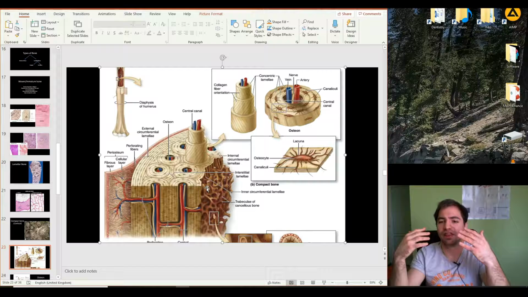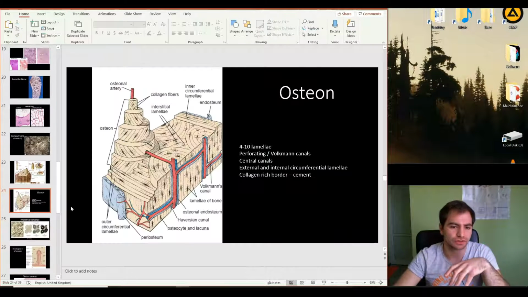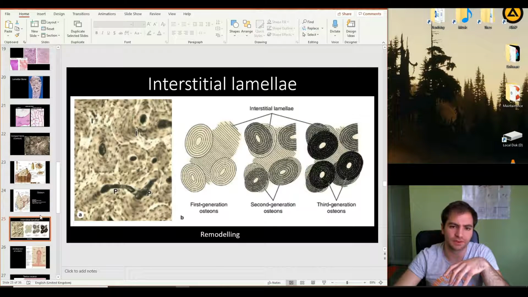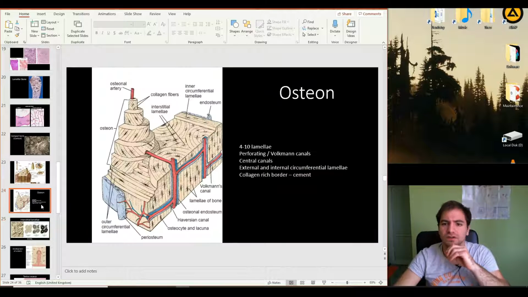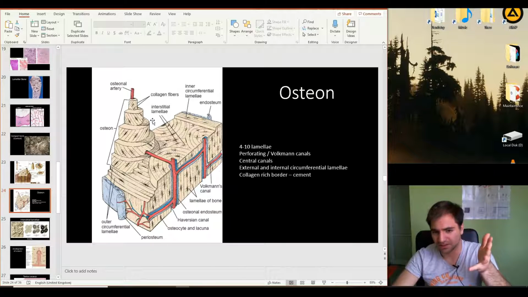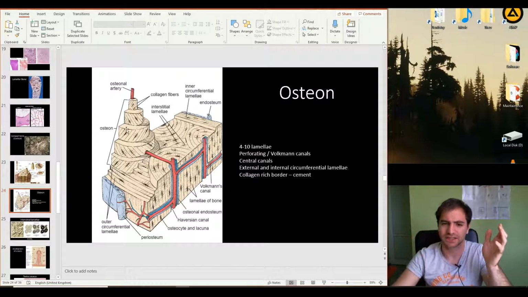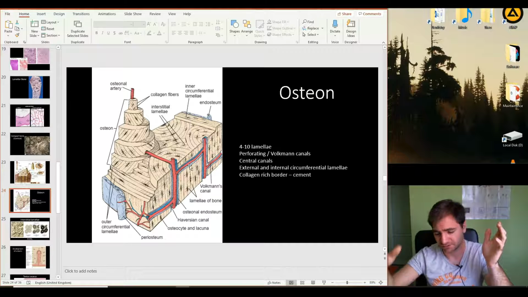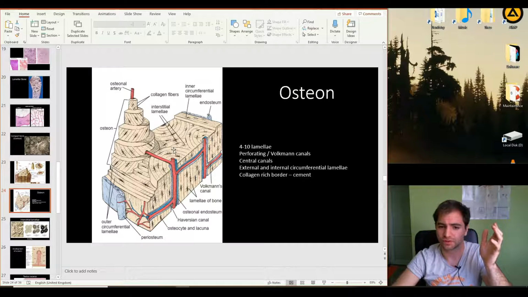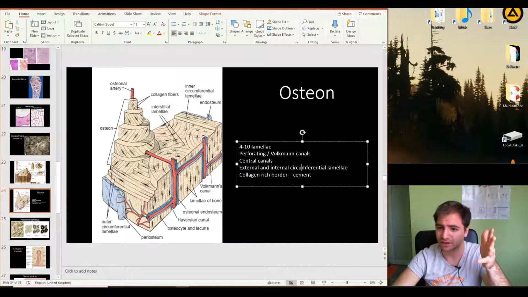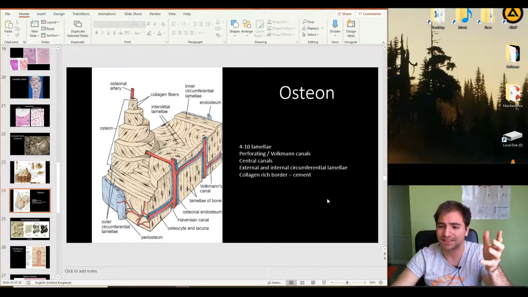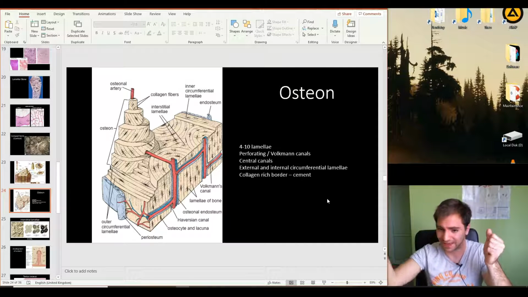So the original, there is a picture here, where is it? There we go. Before we go to this picture, this is a summation of what I just said. Again, we have the Volkmann canal, which is the one that penetrates from the periosteum to within the bone, the central canal, the lamellae, center canals, external, and we'll discuss the lamellae right now. What does this lamella mean? What is it actually made of, and the external and internal?